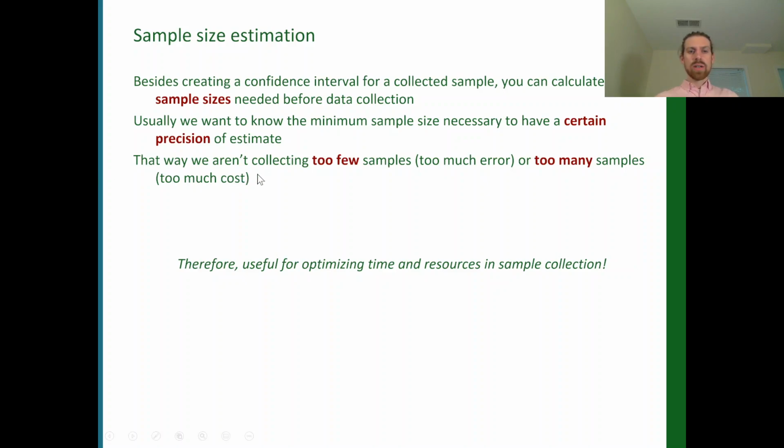So we don't want to collect too many samples. That would be expensive, both monetarily and in our time. And we don't want to collect too few samples, because that would increase the error of our estimates within the parameters that we want to produce. So we want to use this approach to optimize down the sample error and optimize down the burden on our time, and hopefully find some sort of optimal solution here. We're optimizing time and resources in sample collection.